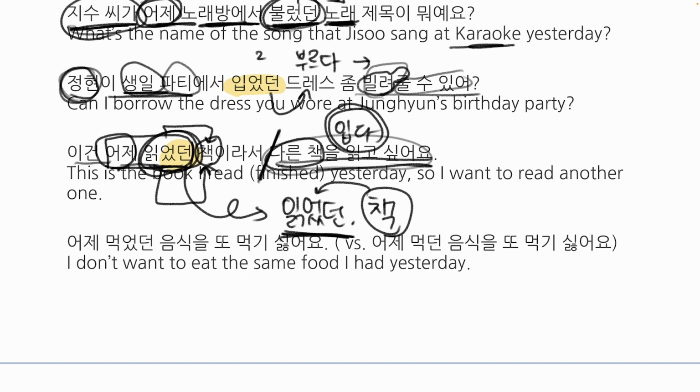Since it means you finished, you cannot say 읽던 책. This would have a different meaning in that this would more mean the book that I did not finish reading, right? That started in the past but hasn't finished yet. So when you want to indicate that this is the book that you finished, it's correct to use 읽었던.